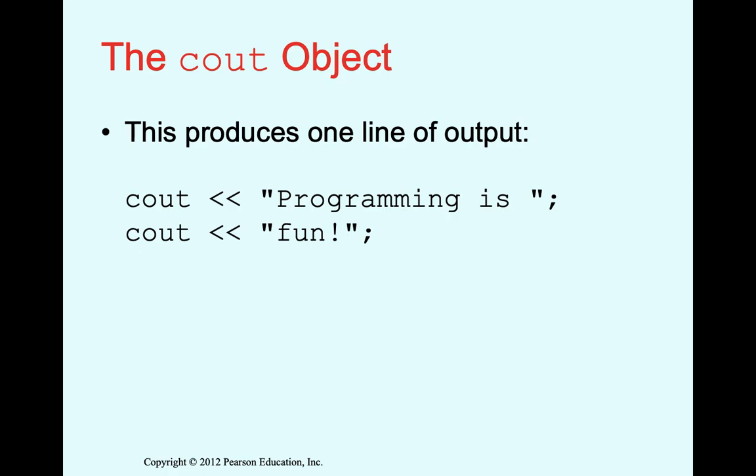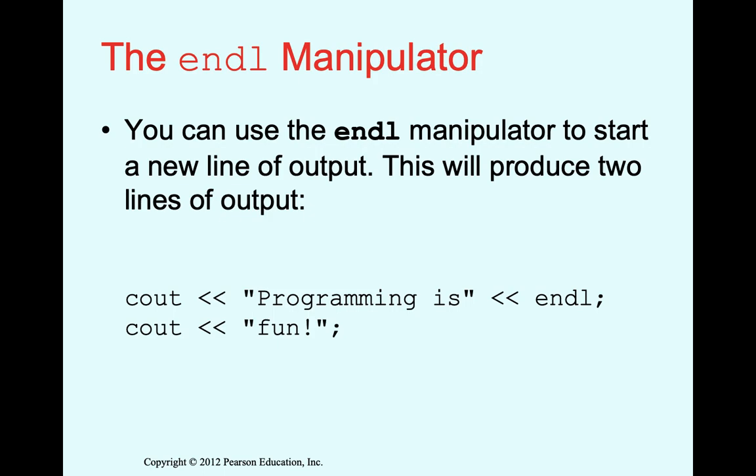So this produces one line of output. Even if you have two cout statements, it will still print "programming is fun" in one line. If you want to print it in two lines, you need to use endl, or end line. So we write cout "programming is", and then another << operator and endl. This means you want to print a new line. So the "fun" will be on a new line.